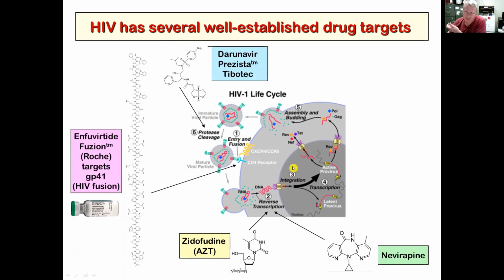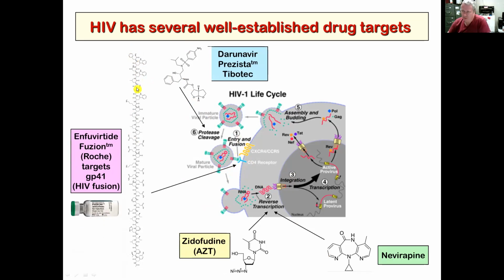We can also target integration. There's HIV integrase inhibitors as well. But what we're going to do is talk about this fusion process. So what if we can block the fusion of the viral particle with a CD4 receptor? Well, that would be cool, and that would prevent HIV infection, right?